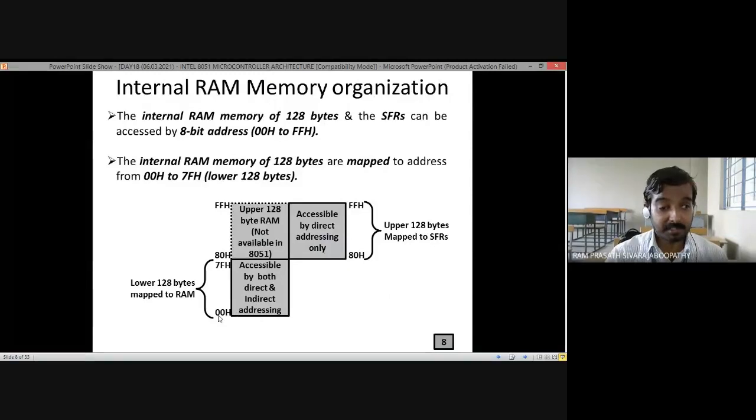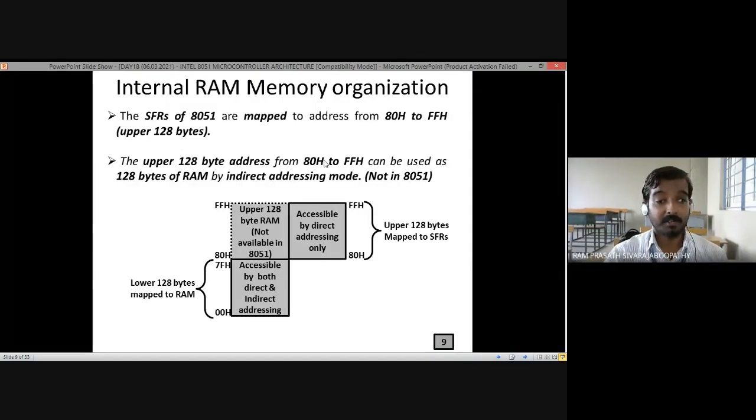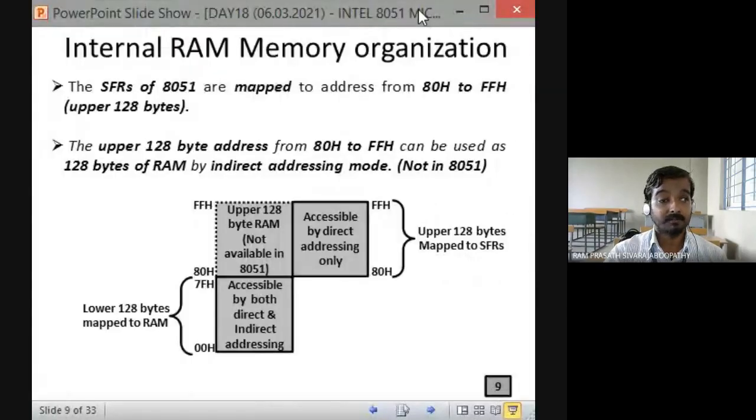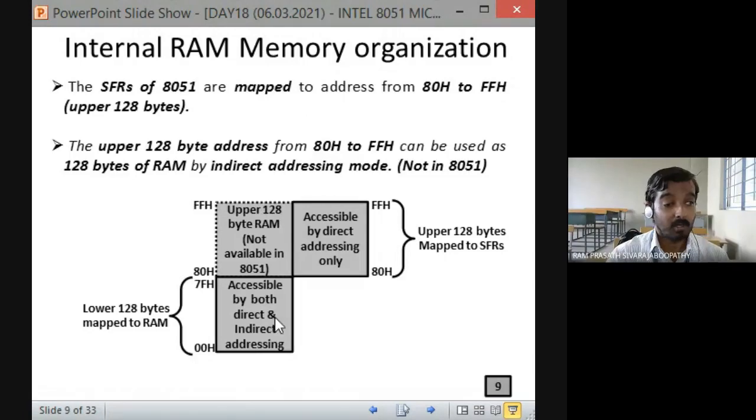On seeing this picture, you can see the 128 byte RAM is from 00 to 7F, then the SFR is mapped from 80 to FF. Totally, we have 256 locations. Out of that, the lower 128 bytes are for RAM and the upper 128 bytes are for SFRs. Now coming to the 128 byte RAM.